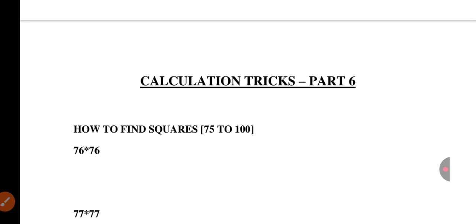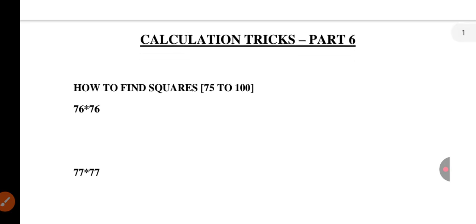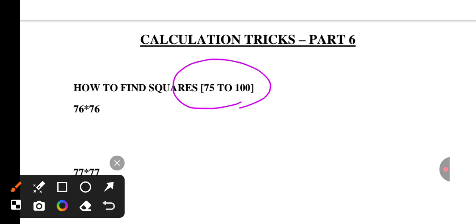In this video we will see how to find squares from 75 to 100. Okay, in the last video we learned how to find squares from 51 to 75.